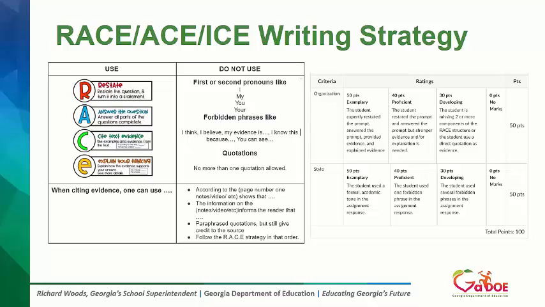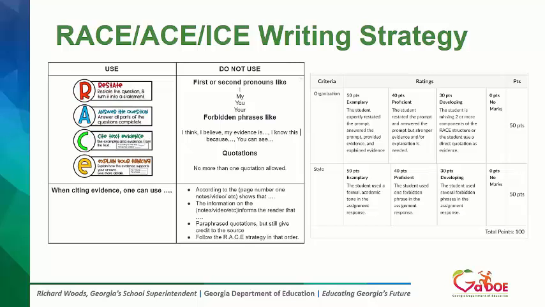One of the things I give them before I give them the prompt is this: she tells them that she does not want them to use first or second person pronouns like I, my, you, or your. They cannot use forbidden phrases like I think, I believe, my evidence is, I know this because, or you can see. So when they're writing for me, I need to make sure they're not doing that either. I give them this on the writing prompt because it reminds me too that they can't use this, and they're not allowed to use more than one quotation.